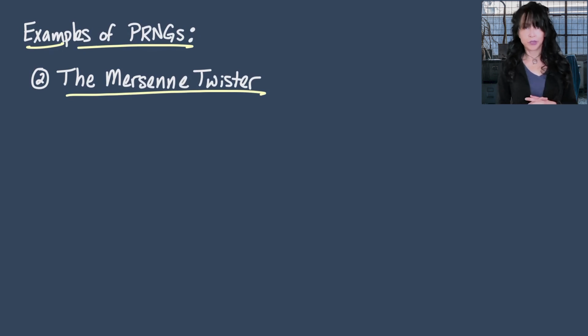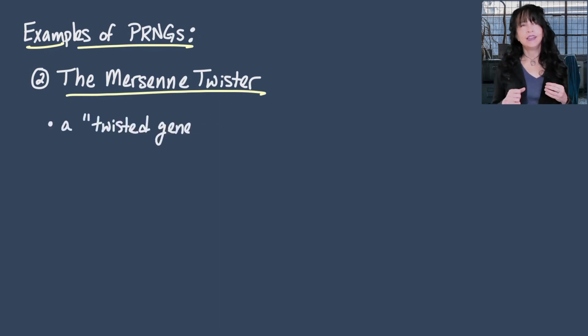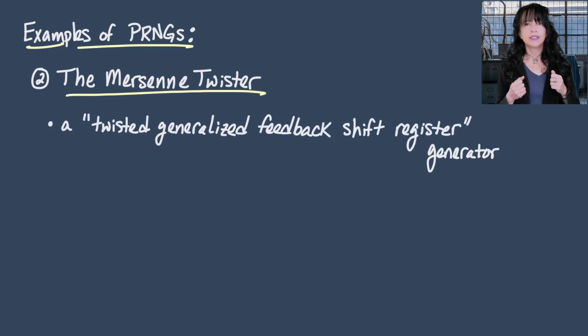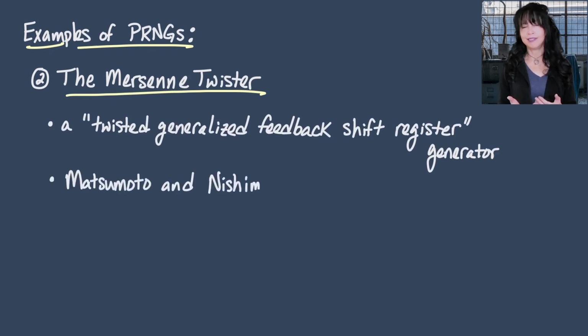A Mersenne prime is a prime number of the form 2 to the n minus 1. The period of the Mersenne twister is a very, very large Mersenne prime, and that's how his name got attached to the algorithm. The Mersenne twister is known as a twisted, generalized feedback shift register generator. It was developed by Matsumoto and Nishimura in 1997. Their algorithm was gaining traction well before their paper actually appeared in publication in 1998.